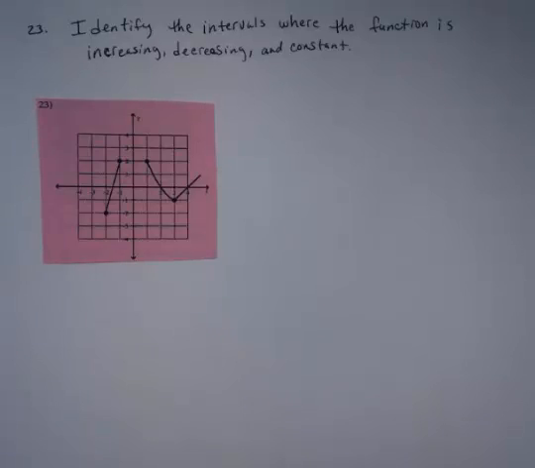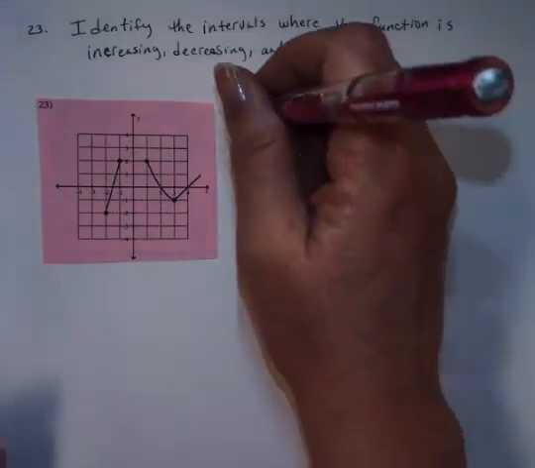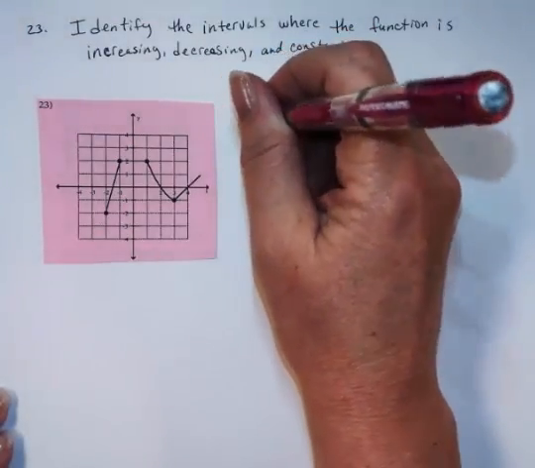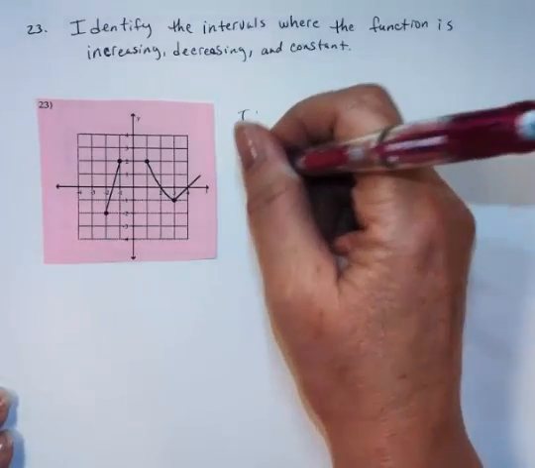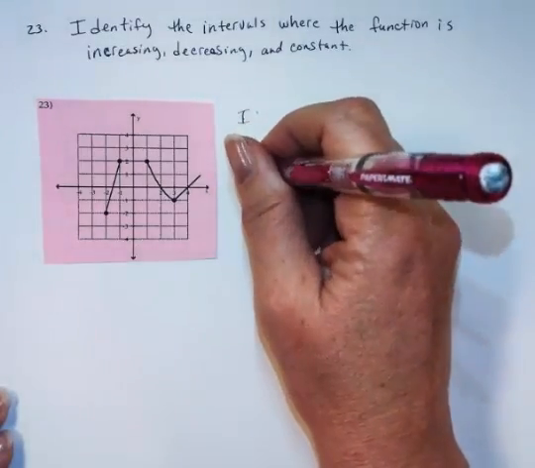The next problem we're looking at is identifying the intervals where the function is increasing, decreasing, and constant. So we're looking at our graph here. This is problem number 23 on your review. And I'm going to use an I for increasing, a D for decreasing, and a C for constant.